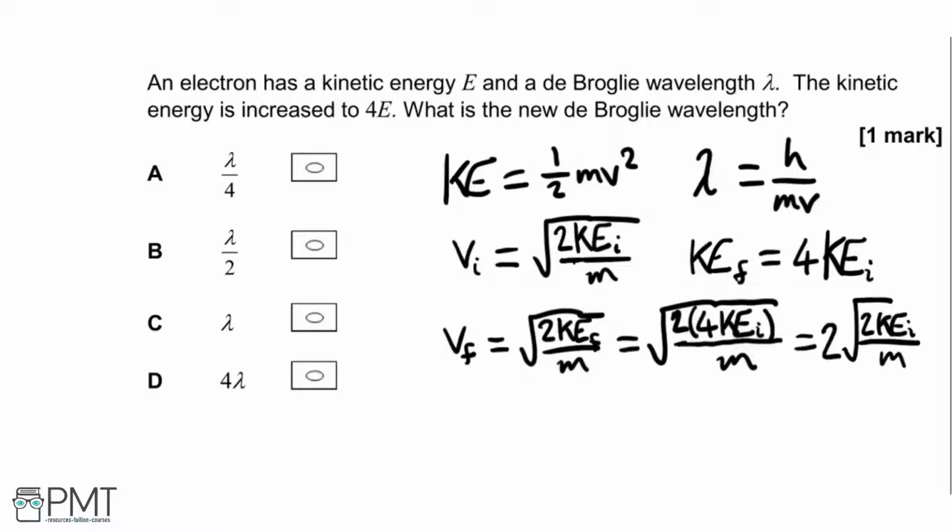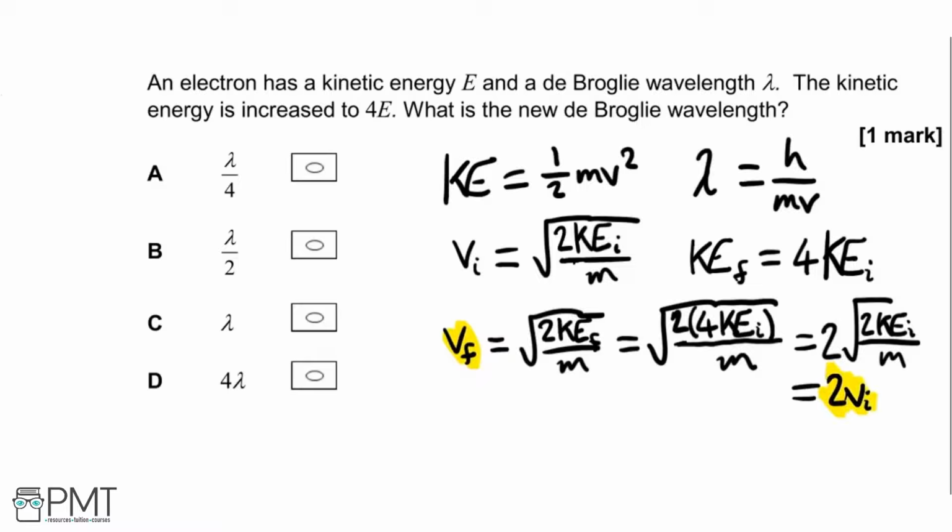So making a substitution again, remember that the square root of 2 times the initial kinetic energy divided by the mass, which I can see up here, is also equal to V_I. So we can literally just say 2 times the initial speed. Algebraically, what we've said there is that the speed after the change is equal to double the speed before the change. So the speed doubles.